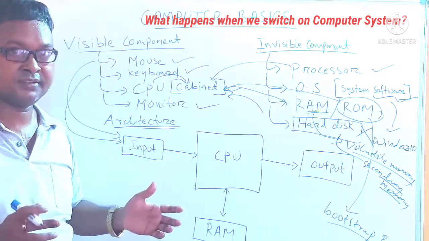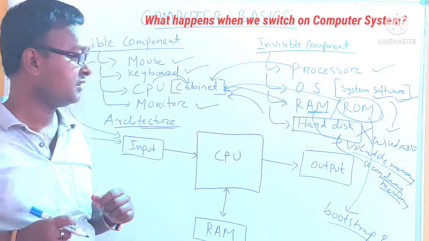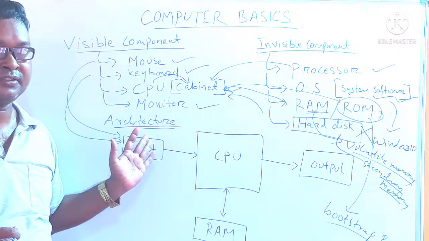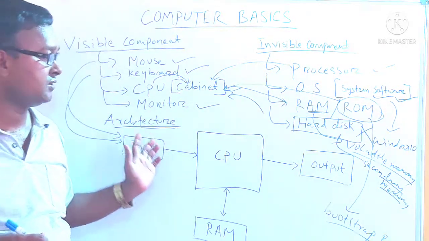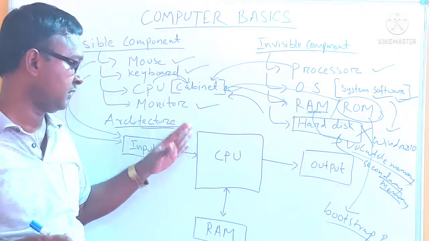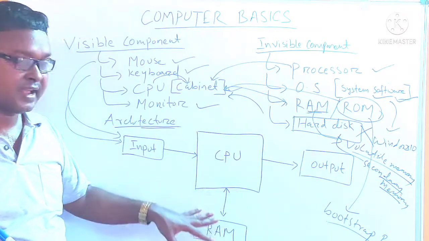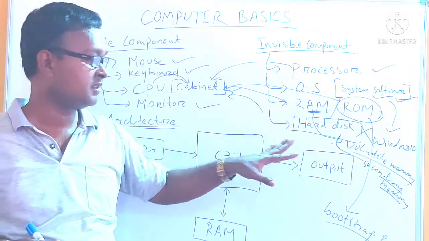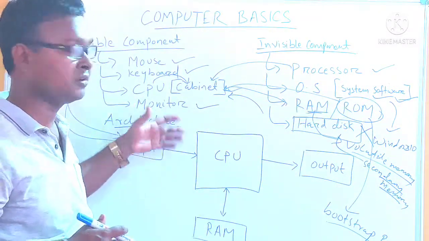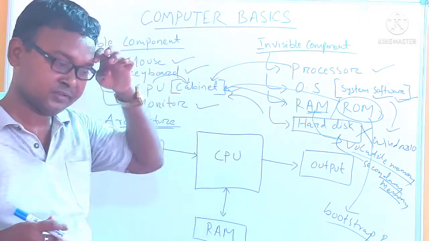So what happens next? When you are just switching on your computer system, what happens next? So your power has to be distributed to all the components of your computer system, right? Maybe the input device, maybe the processor, your motherboard, your RAM, your ROM, your hard disk, your monitor. So power has to be distributed to all the components of your computer system.